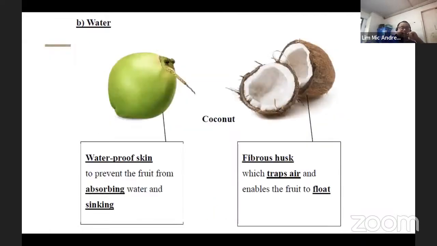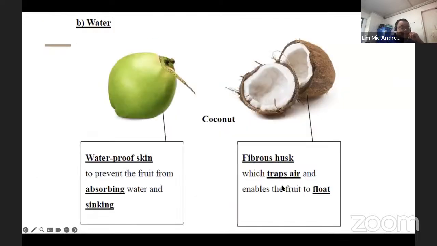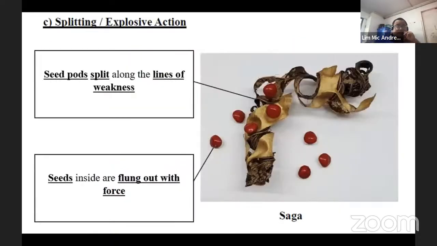Now next, by water. When you see a coconut, the first thing that comes to your mind is clearly water. Coconut has two things: a waterproof skin and a husk that traps air to enable the fruit to stay afloat. The waterproof skin prevents the fruit from absorbing water and sinking. So these are the two important keywords when you're answering questions on seeds dispersed by water.